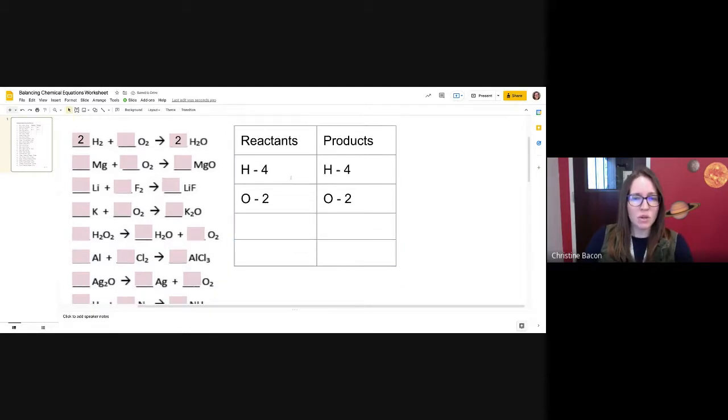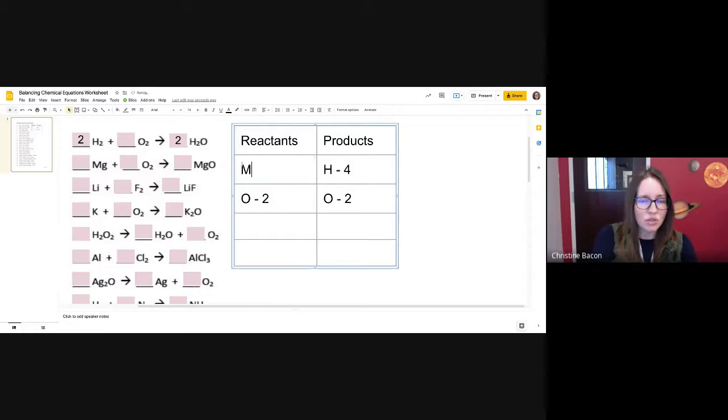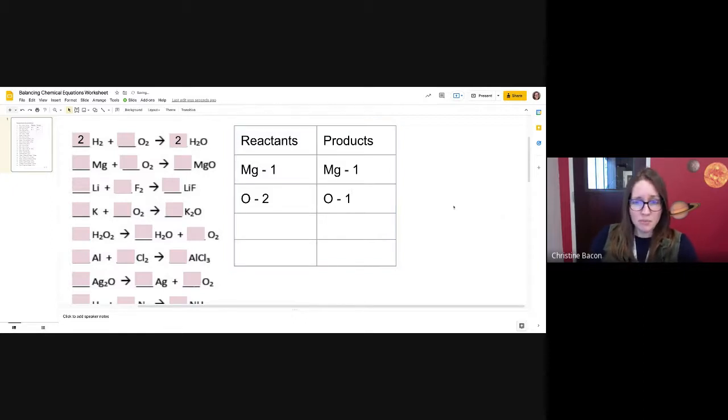Let's do another easy one, and then we'll move on to a slightly trickier one. So let's move on to number 2. We have magnesium and oxygen. Kind of a similar problem here. We have 1 magnesium on our reactant side, and we have 2 oxygen. On the product side, we have 1 magnesium, but we only have 1 oxygen. We know that oxygen doesn't just up and disappear. It has to rearrange itself in some way and form a bond, because matter is not created or destroyed. It just changes states or changes hands, basically.